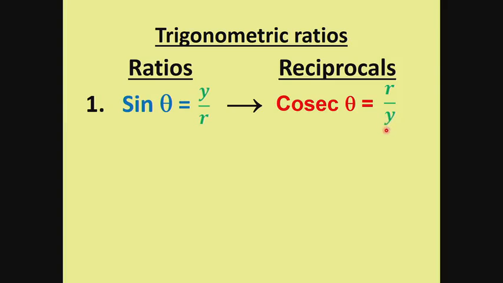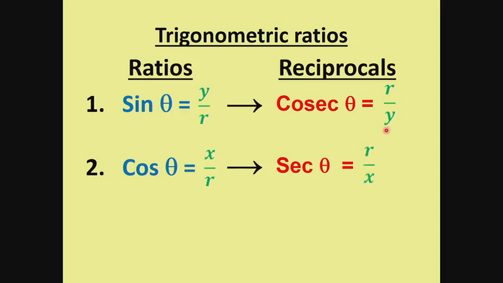And those are the small things that you must try to remember. Cos, remember I said, is x over r. What is the reciprocal of cos? It is sec theta. Now, if cos is x over r, what is sec? Yes, you can shout if you want to. Sir, sec is r over x.